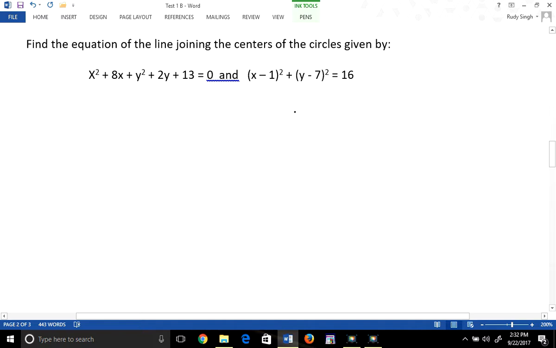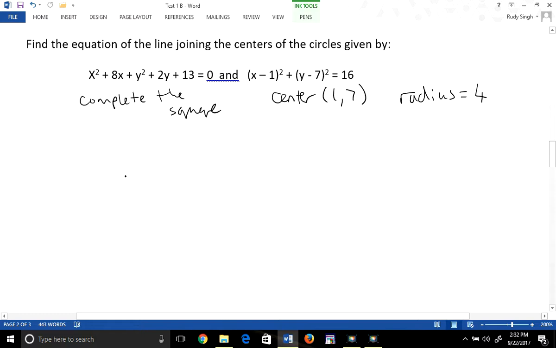So without even drawing it, we can do the algebra, because I know right from this one that the center of this circle here is 1, 7, and the radius, which is really not necessary for this problem, but it's good to know, the radius is the square root of that 16, which is 4. Now this equation is not written in that nice form where I could read the center right off. So we have to complete the square. So the point of this problem is for you to be able to complete the square. And once you do that, you can find the center.